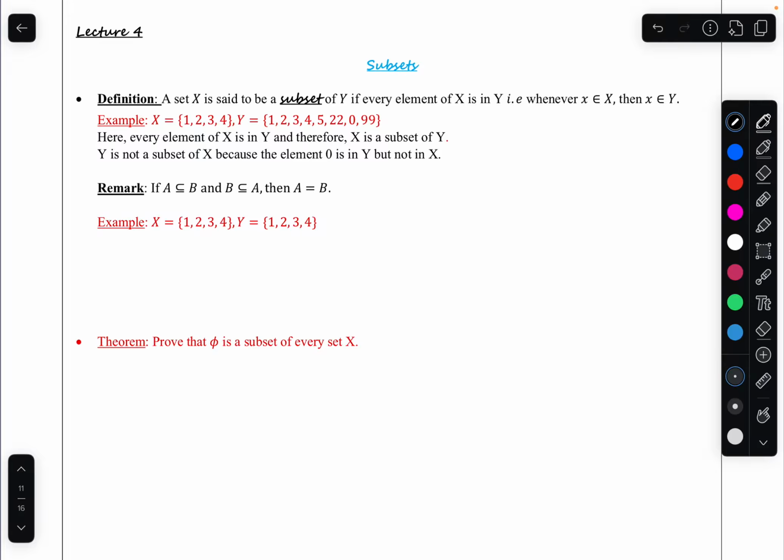Symbolically, we write it as, so this first statement is represented by these symbols. X is a subset of Y, so this is a symbol for subsets. X is a subset of Y. In the second case, Y is not a subset of X, so we write it like this. Y is not a subset of X.